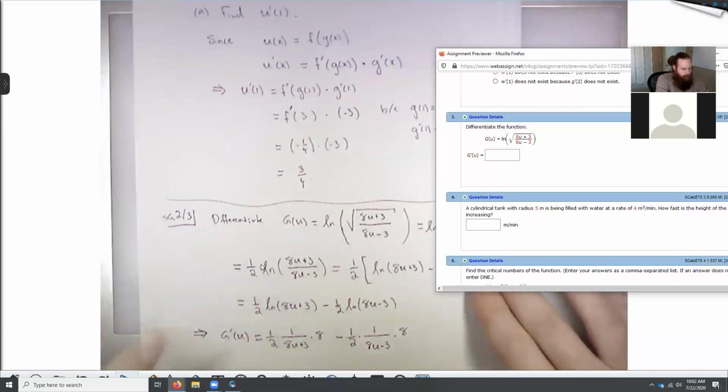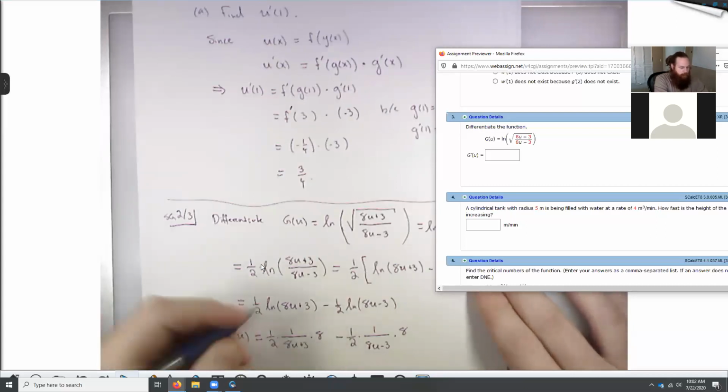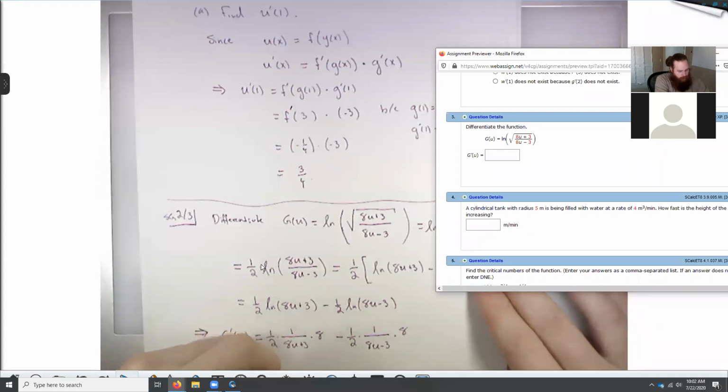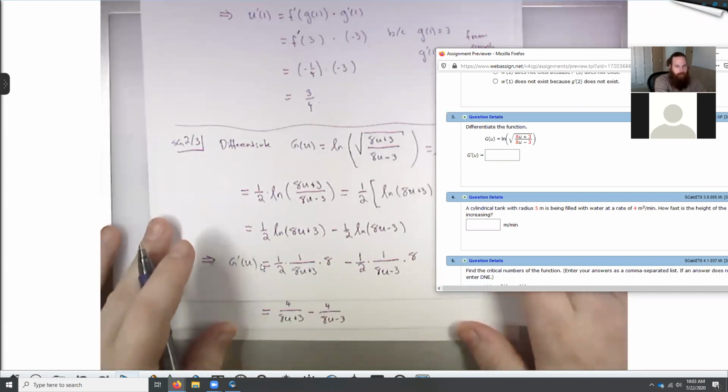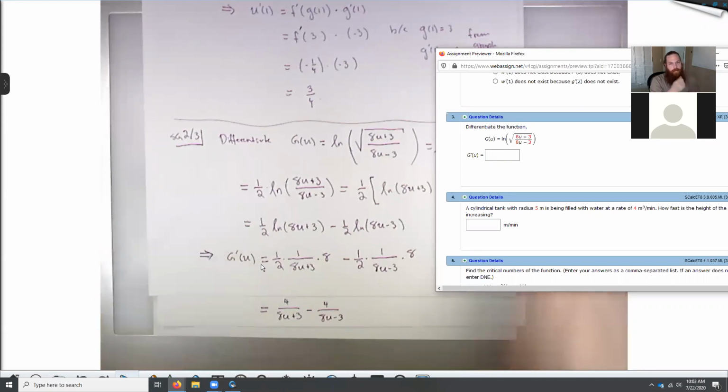I can finish this by writing this as 1/2 times 8 times that, which is the same as 4 over 8u plus 3 minus 4 over 8u minus 3. And that's as nice as this is going to get.